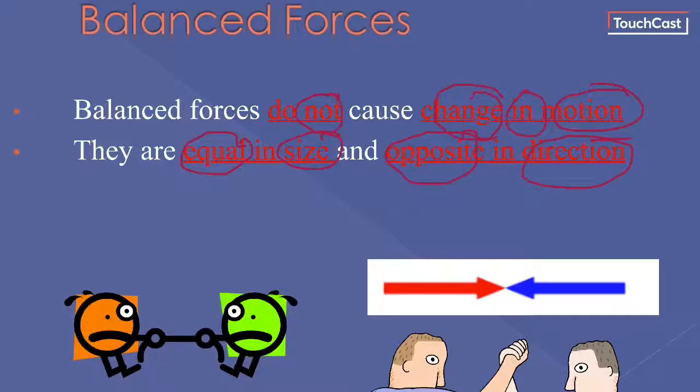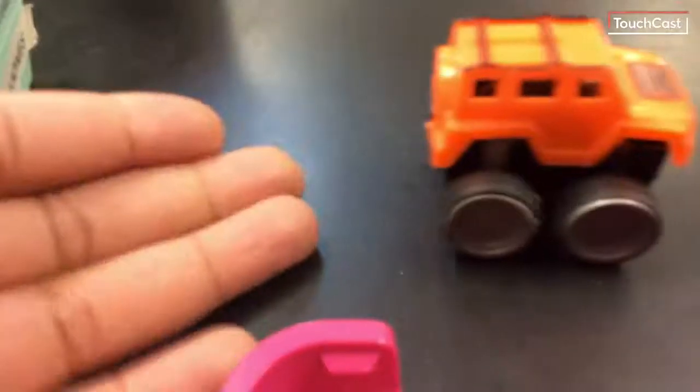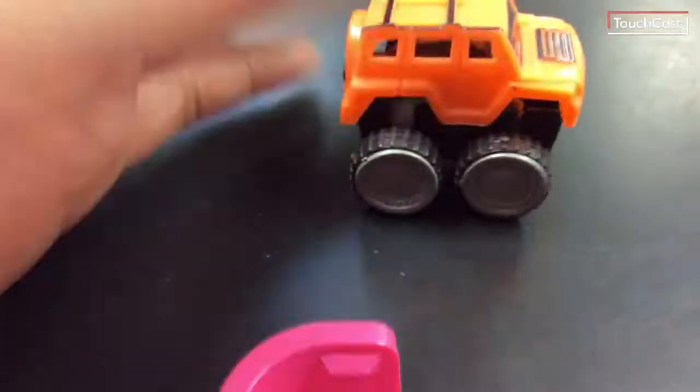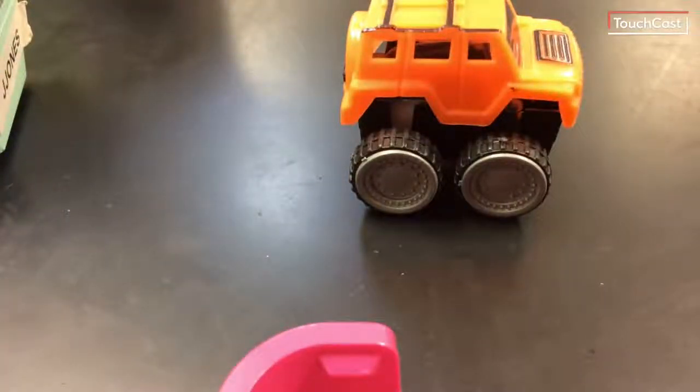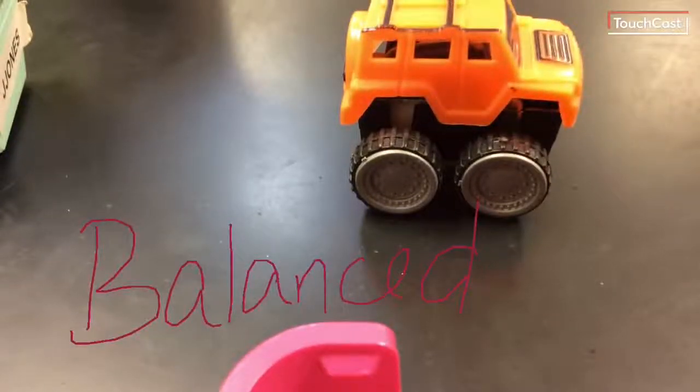So what that means is this. If you have forces that are balanced, then the motion is not going to change. But that does not mean that the object is not in motion. It just means that if it is in motion, everything about the object is the same. So let me give you an example. Right now I have my little orange truck. Right now it's sitting on my desk. It is not in motion. So everything right now makes it balanced. So my truck right now is at rest.